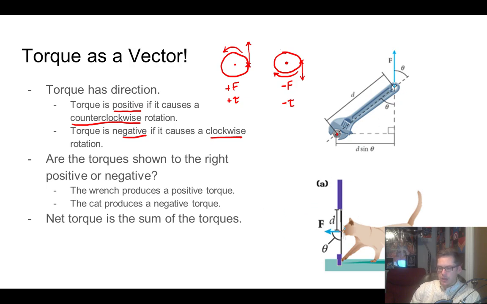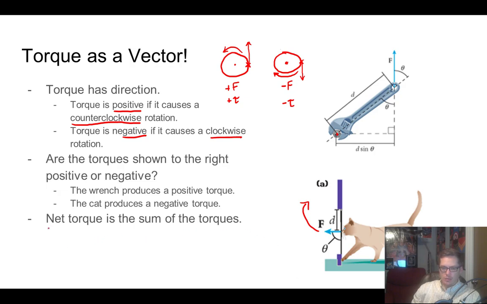Down here, the cat is pushing our door going this way. So the way I look at it, it is a clockwise motion because it's going to go this way. Therefore this is a negative torque. So the cat is applying a negative torque.